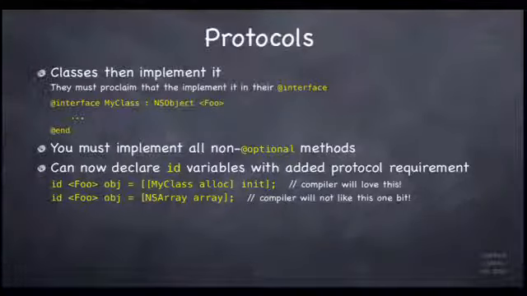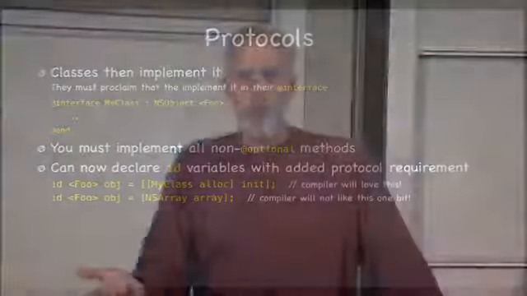id normally is an object of any kind. You could send it pretty much any message. It might crash at runtime. Here, you're giving the compiler an opportunity to check to make sure that that object might respond to this message by saying, in this case, obj is an object of some unknown type that implements the foo protocol. So here we're declaring a variable, obj, which is of type id implements foo.